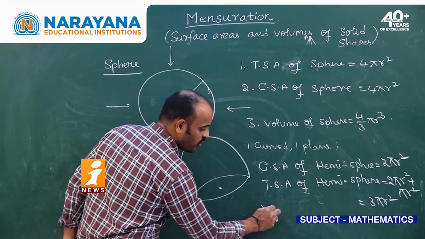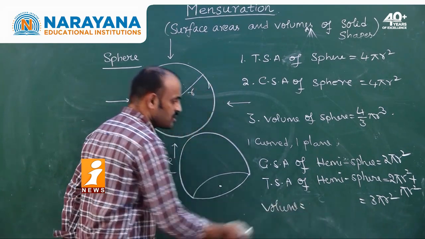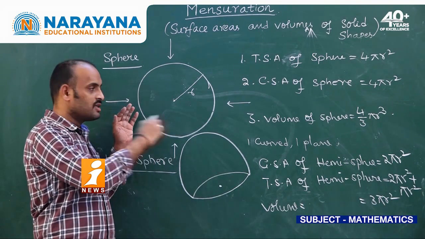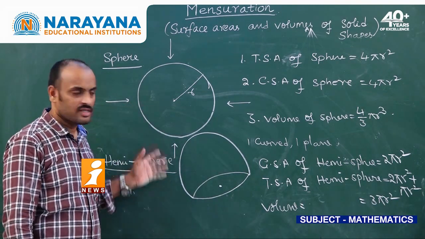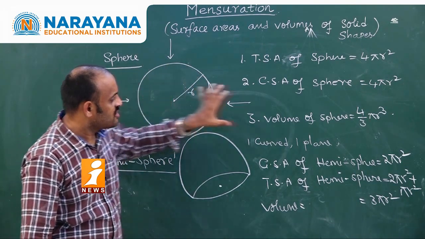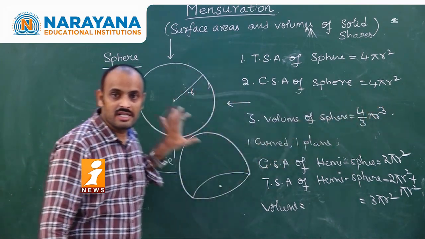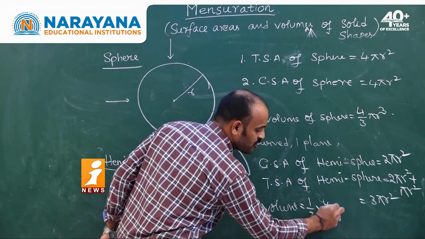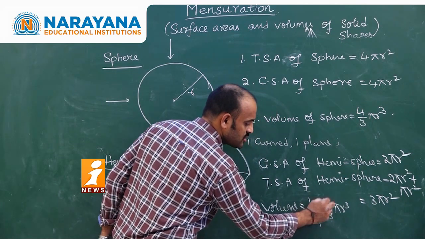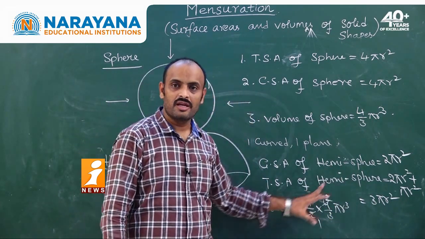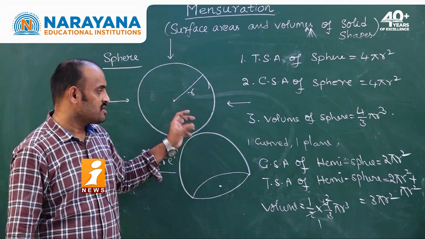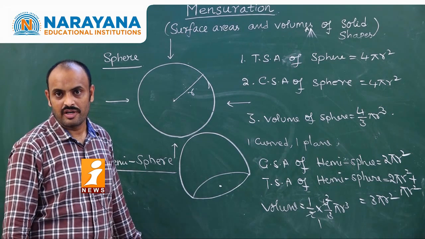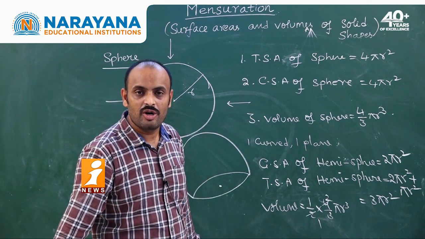Next is volume. If you consider this sphere as a 1 liter bottle, half of the bottle means half liter. The same way, the sphere volume is 4 by 3 pi r cube. Half of the sphere means half of 4 by 3 pi r cube. 2 ones, 2 twos. So 2 by 3 pi r cube. So we have seen the CSA, TSA and volume of a hemisphere. With this we have completed all the solids.